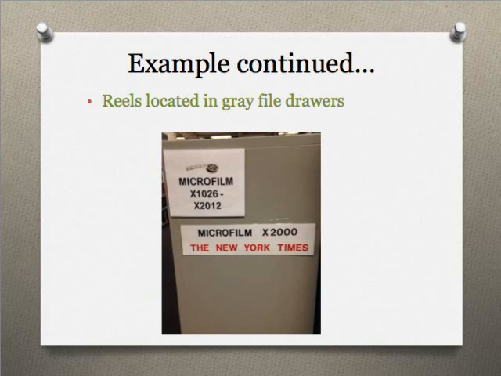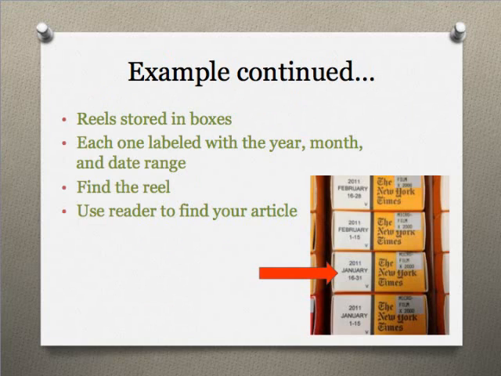Reels are located in gray file drawers. At the end of the file drawer range, you'll see the New York Times along with the microfilm call number X2000. On the individual drawers, you'll see date ranges. Pick the corresponding drawer. Individual reels are stored in boxes, and each box is labeled with the year, the month, and the days. Once you locate the reel, you can search for the article using a reader. You have the option of making a paper or a digital copy of the article.